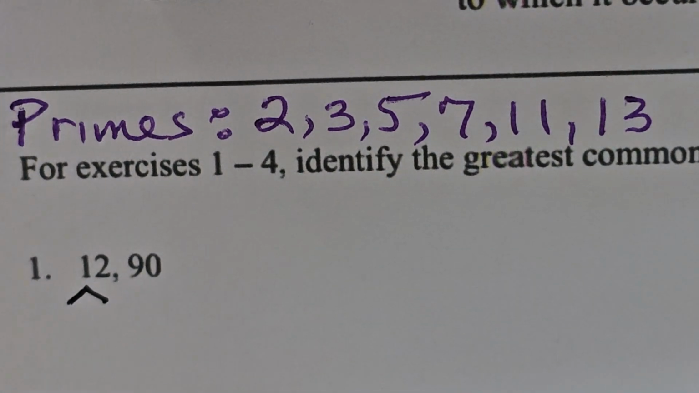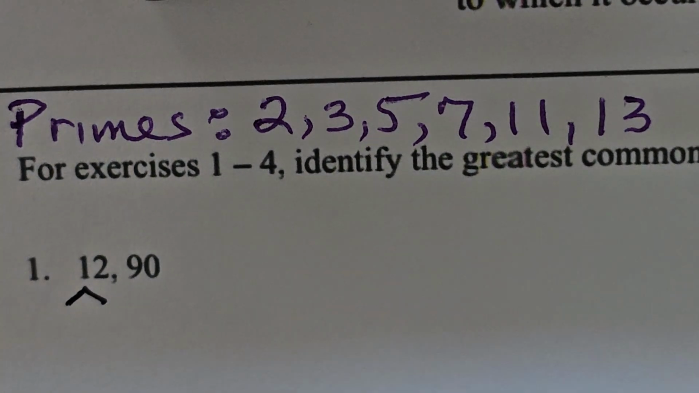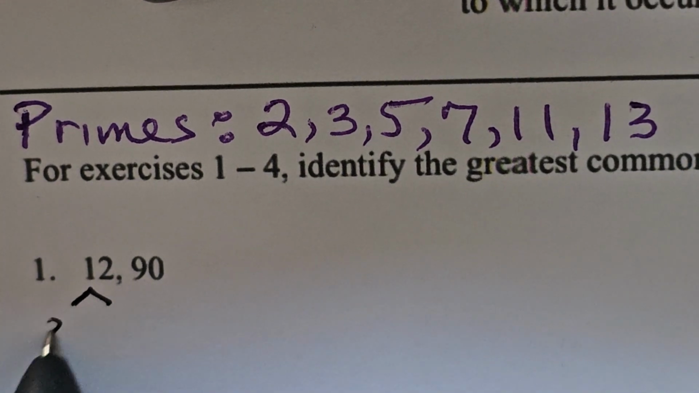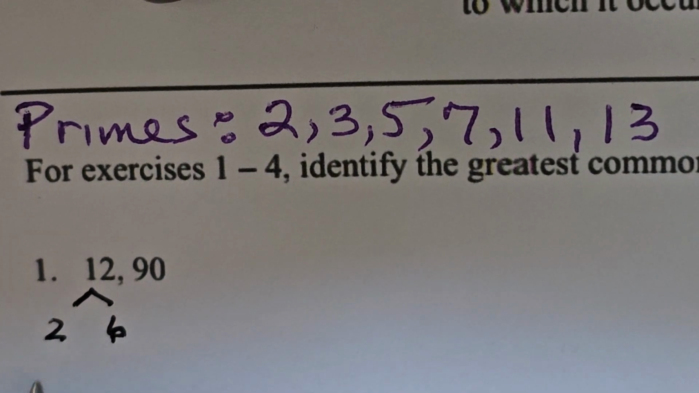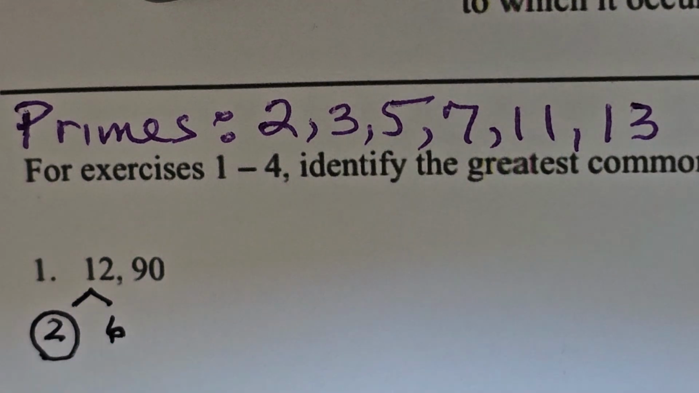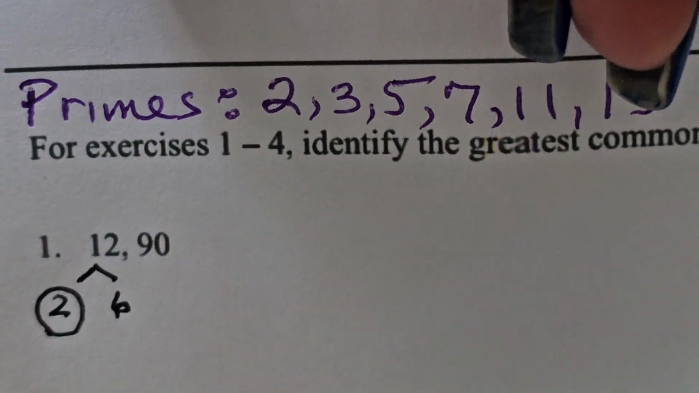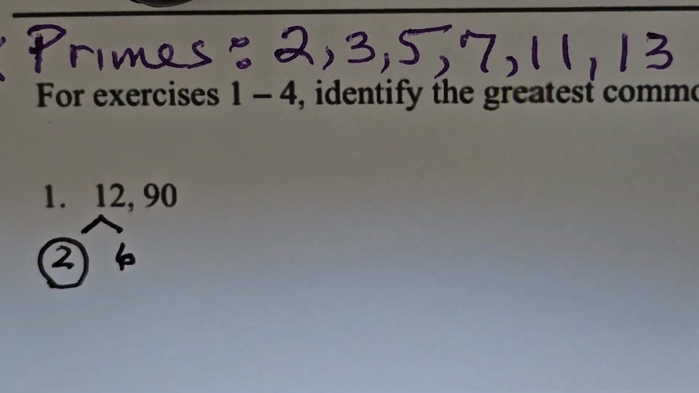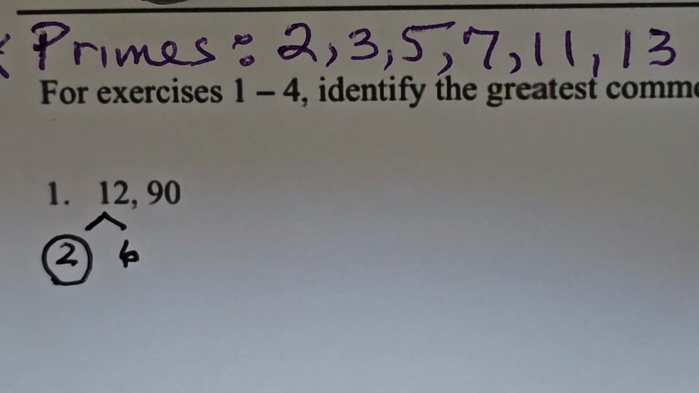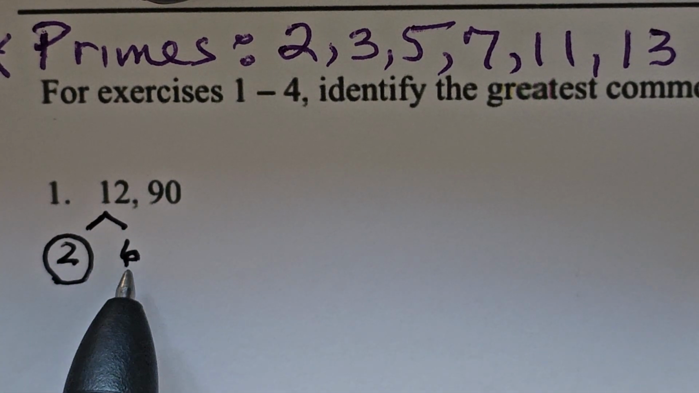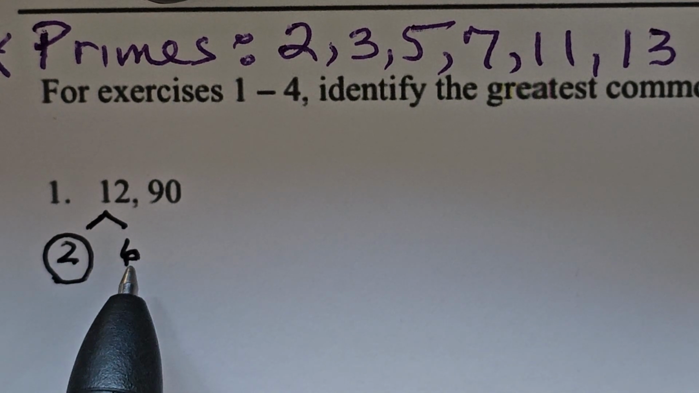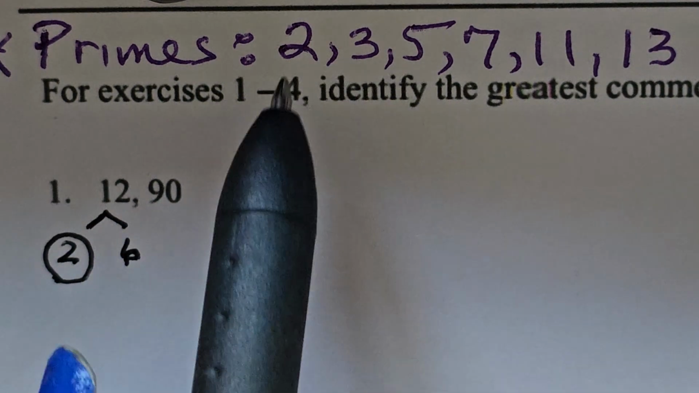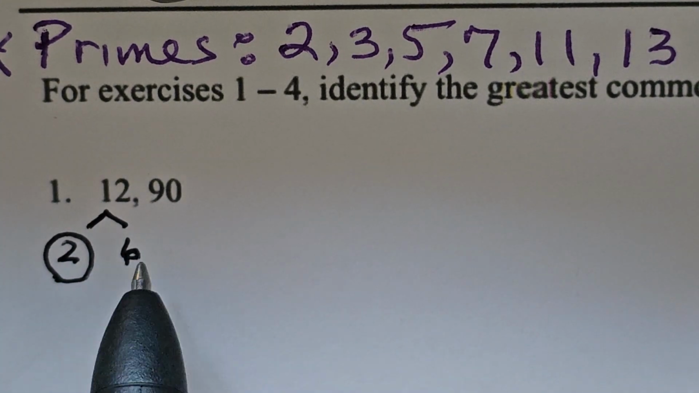So with 12, what's the first prime we see that divides into 12? 2. So I'm going to divide out 2 and then times 6. Now, since 2 is prime, I'm going to circle it. Now, 6 is also ready to be factored because it is not a prime, and that's because other numbers can divide into it besides 1 and itself. So again, does the lowest prime divide into it? 2. Sure does, because it's an even number.